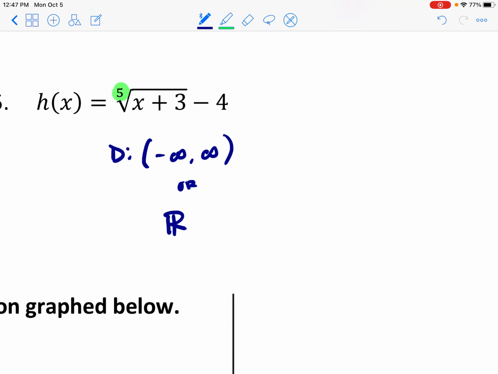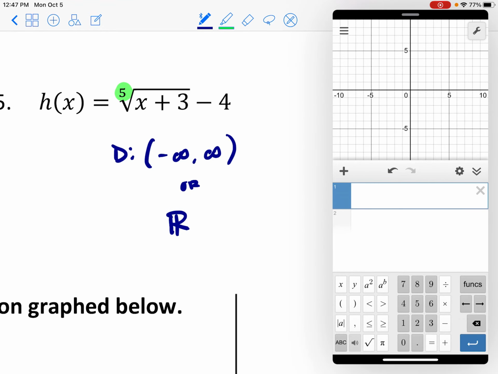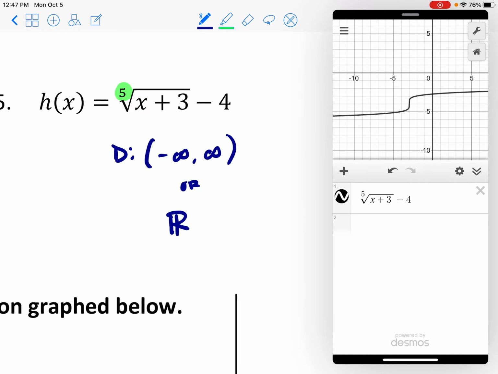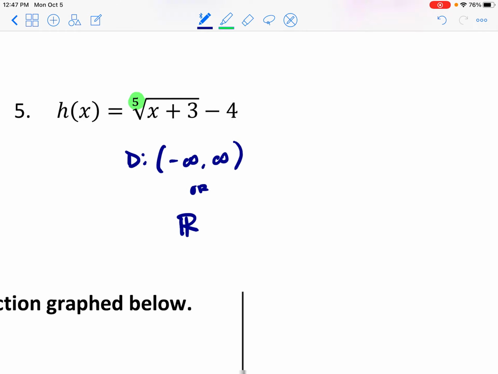And again, if you weren't sure, put it into Desmos. You're going to see the fifth root of x plus 3, and then after a minus 4. Whatever happens to our graph, it's going to go left and right forever because it's a fifth root and it's unrestricted. Okay? So there's that.